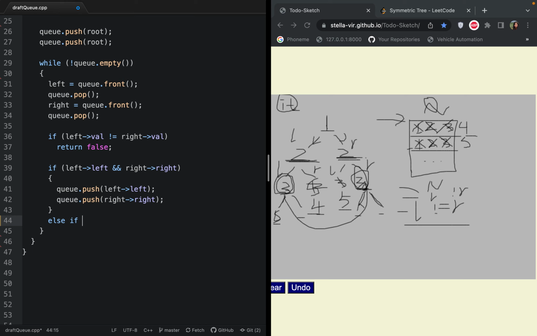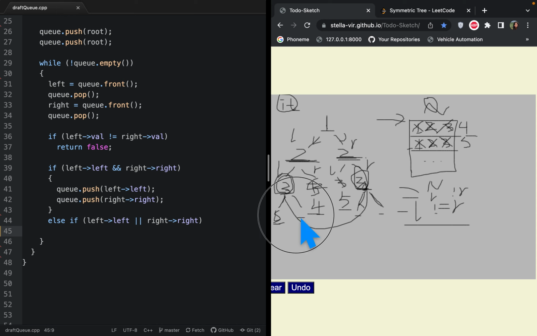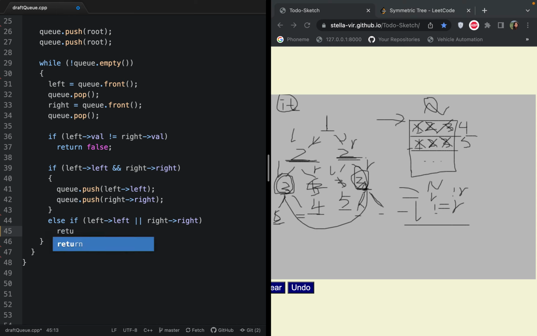Else, if there's only one side that exists, like over here, there's the left side, there's 6, but the right side there's nothing. So if this is the case, return false.